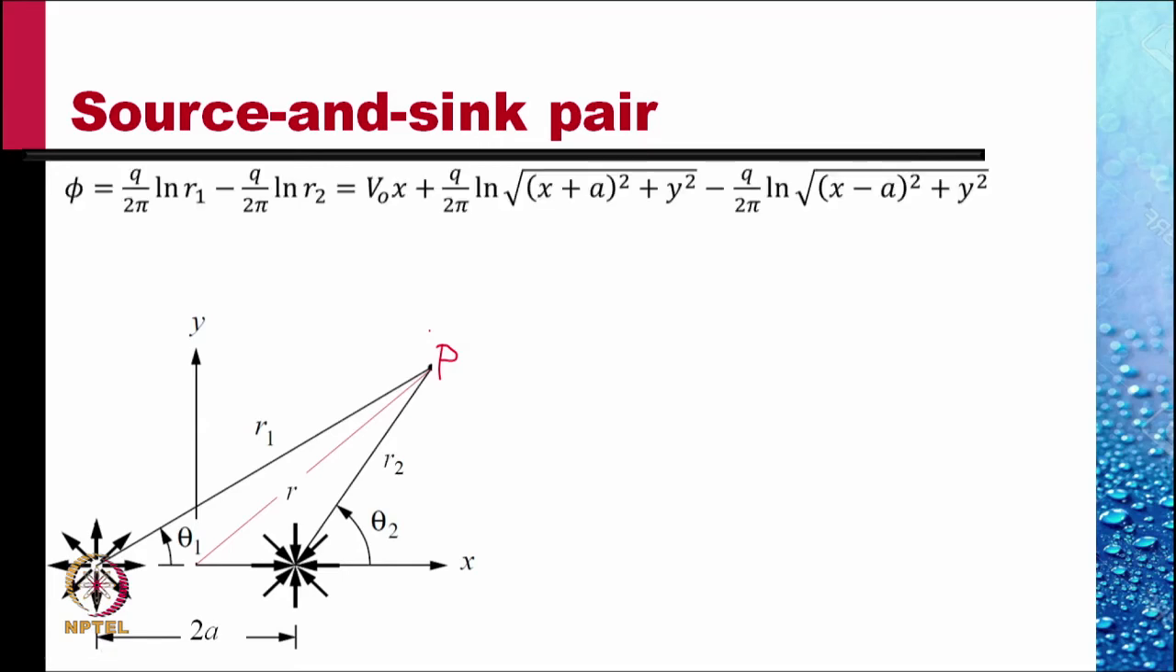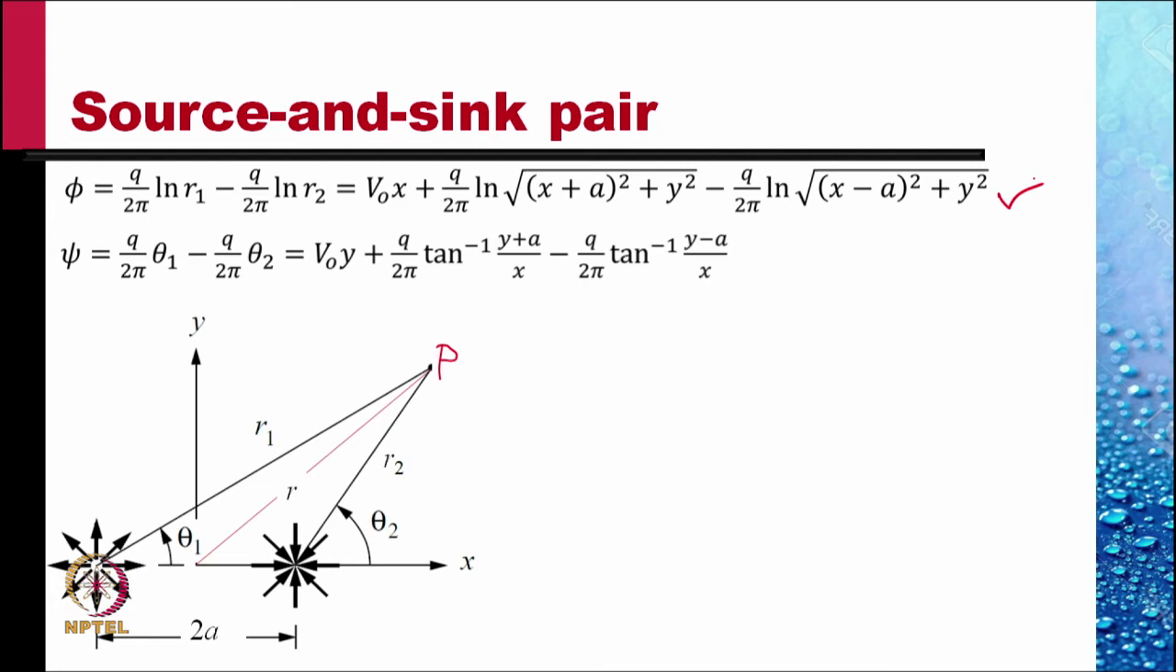This is obtained simply as q divided by twice pi ln r1 minus q divided by twice pi ln r2. R1 is the distance of the source point from point P, and we use plus Q because it's the source, and R2 is the distance of the sink from point P, and we use minus Q because it's a sink. This is the expression in the xy coordinates.